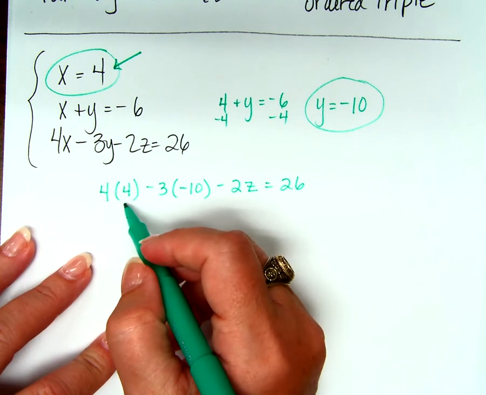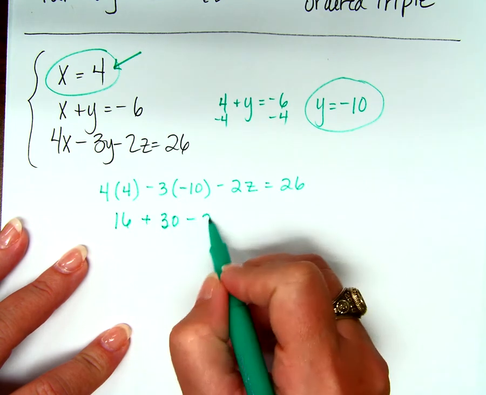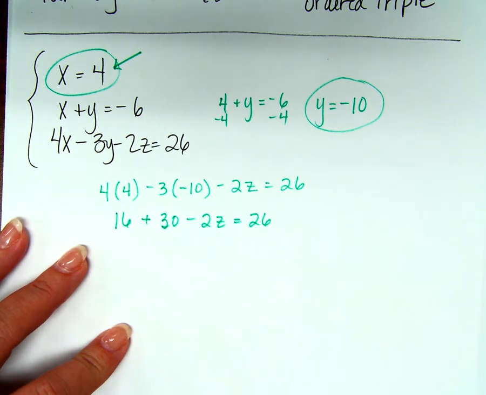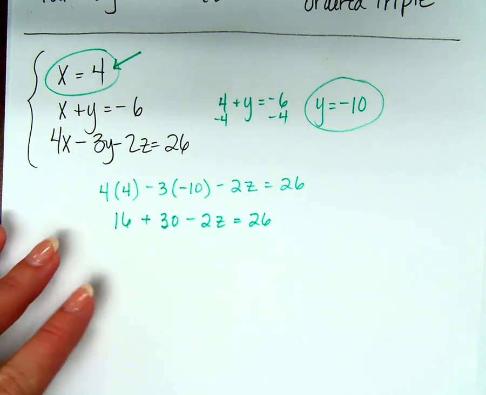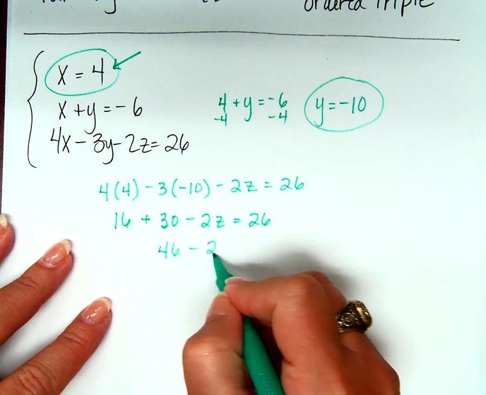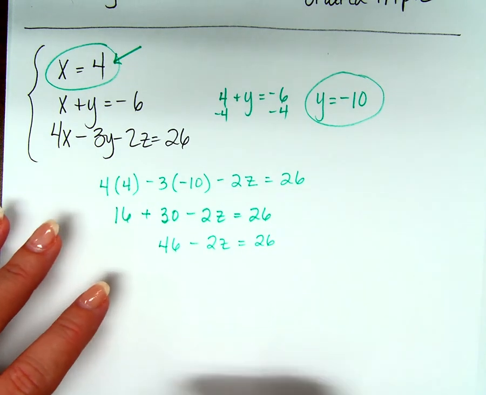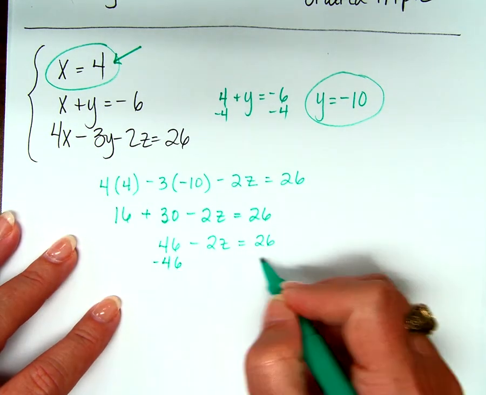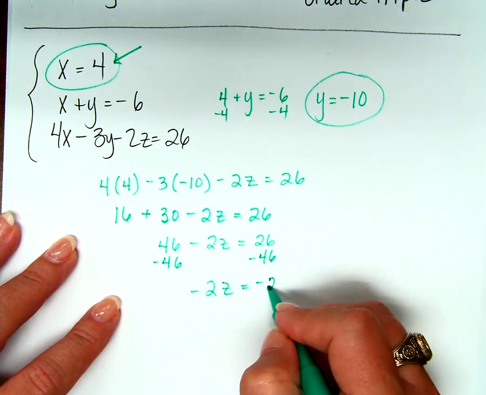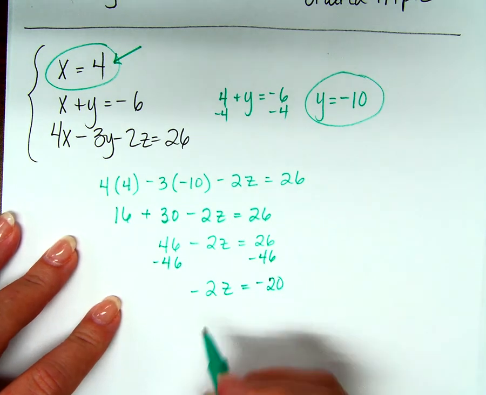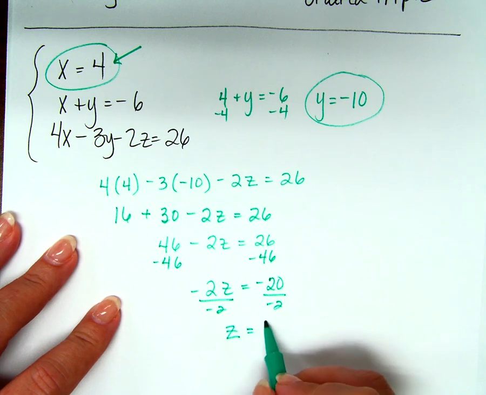4 times 4 is 16. Negative 3 and negative 10, 30. Minus 2z equals 26. 16 and 30 is 46, so 46 minus 2z equals 26. Subtracting 46 from both sides gives me negative 2z equals negative 20, right? Dividing both sides by negative 2 gives me z equals... Uh-oh, what did I do?